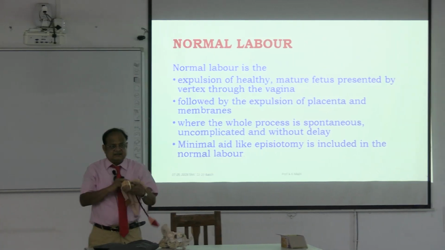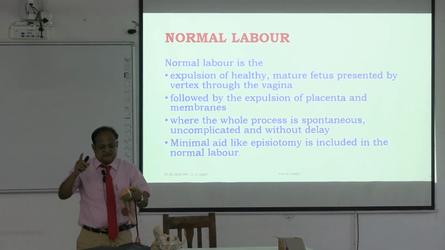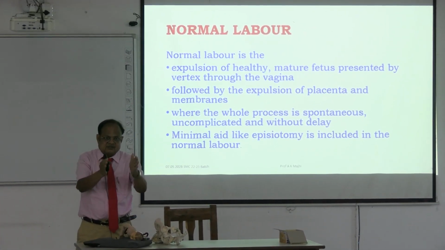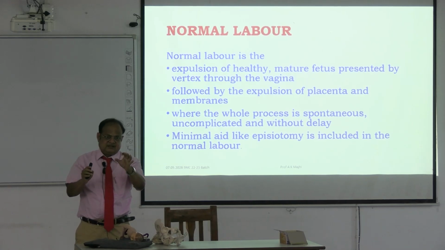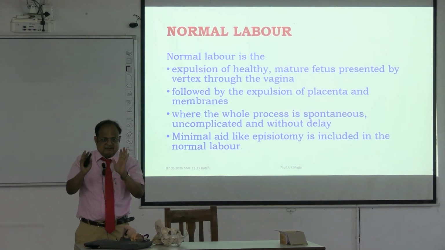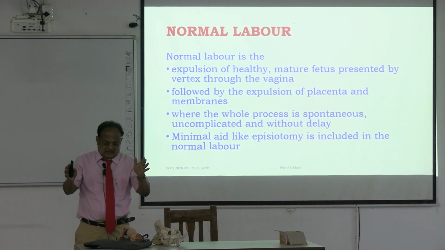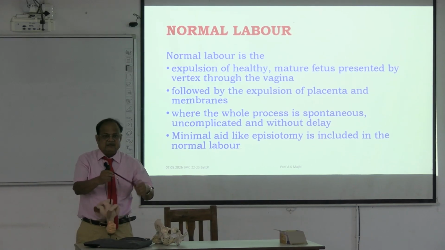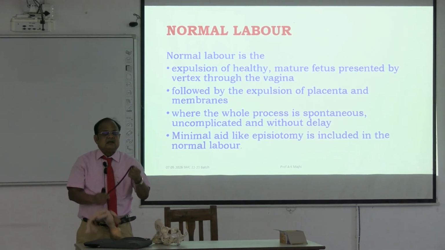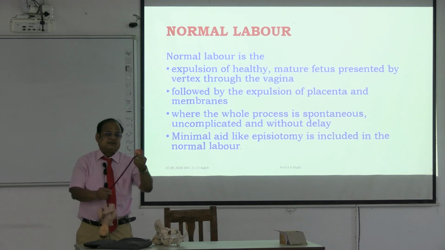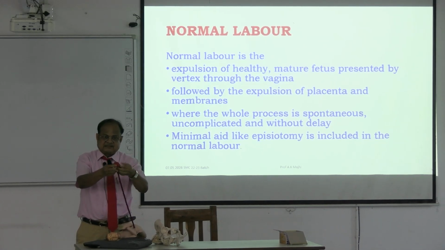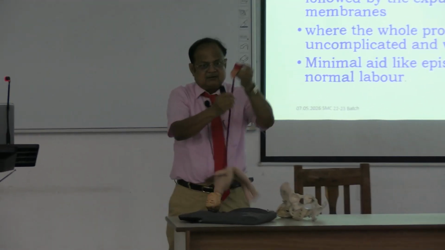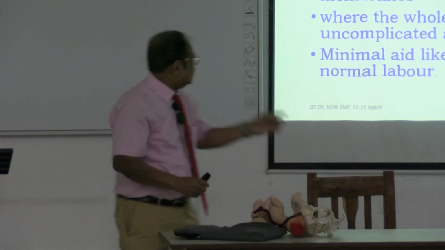The baby is delivered in the first and second stage. First stage is from the onset of labor to full dilation of the cervix. Second stage is the delivery of the fetus. And third stage is after the delivery of the fetus, the delivery of the afterbirth. Afterbirth means the placenta, the membranes and also the umbilical cord.